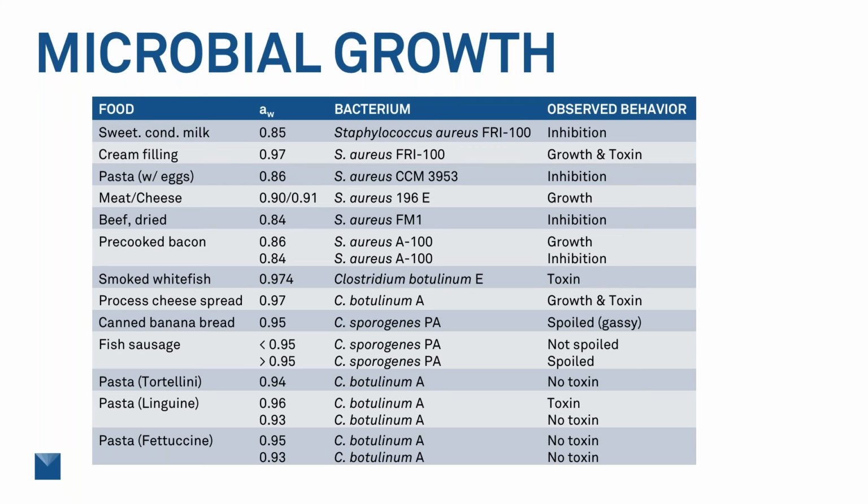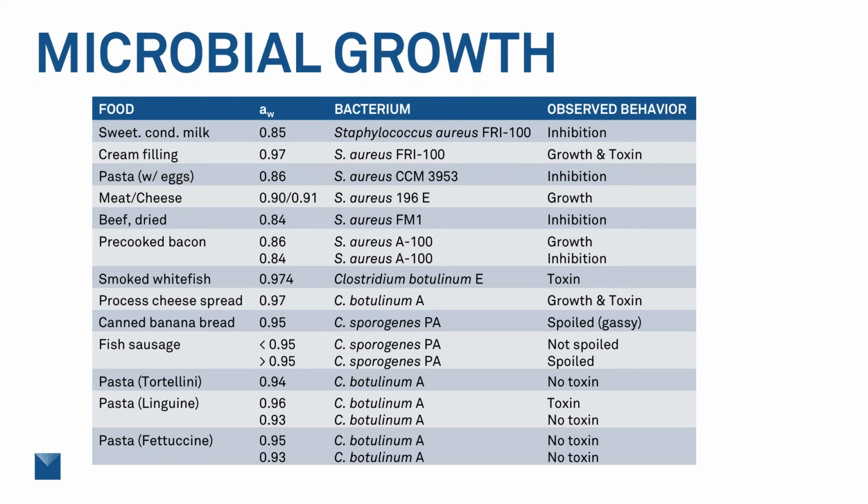And you'll see the whole top part of this table here is based on Staph aureus. And at various levels, we have inhibition, and we also have growth and the toxin that's formed. That's the dangerous part of the microorganism. It produces that toxin, which is what makes us sick.